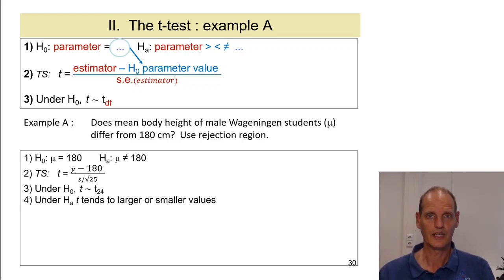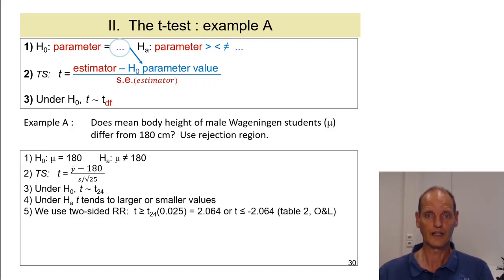Step 4, under HA, t tends to. Well, under HA, mu is not 180, so it could, for example, be 170. If mu is 170, then y bar will also be close to 170. So T will be negative. However, if mu is 190, then y bar will be close to 190 and t will be very positive. So t tends either to larger values or to smaller values. So please don't say it tends to larger and smaller values, but it's either or.